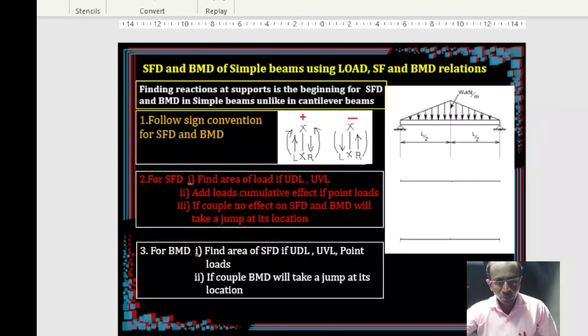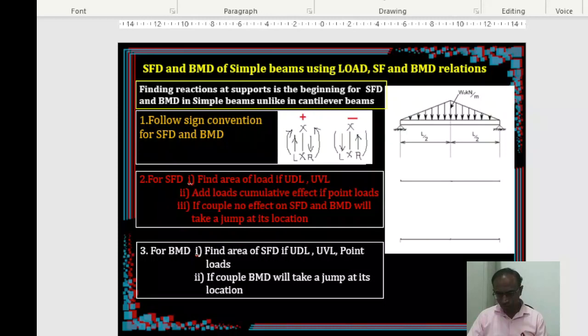And finally, now we'll try to draw the shear force and bending moment diagram for the simply supported beam when it is subjected to triangular load. Okay, the triangular load has an intensity 0 at both the left and right ends, and having a maximum intensity W kilonewton per meter, okay, at the center.